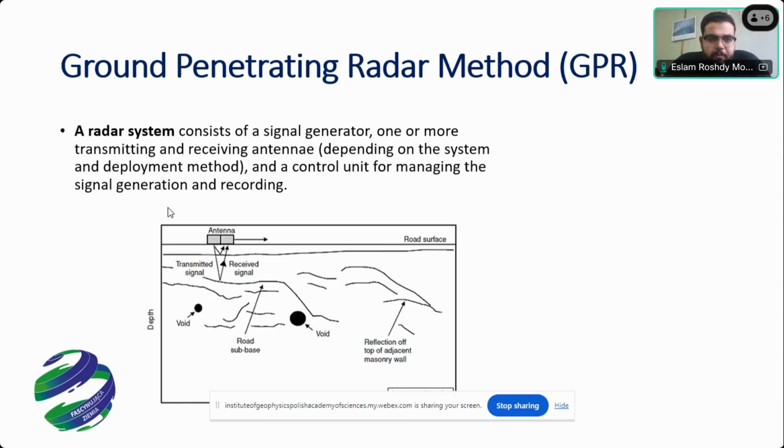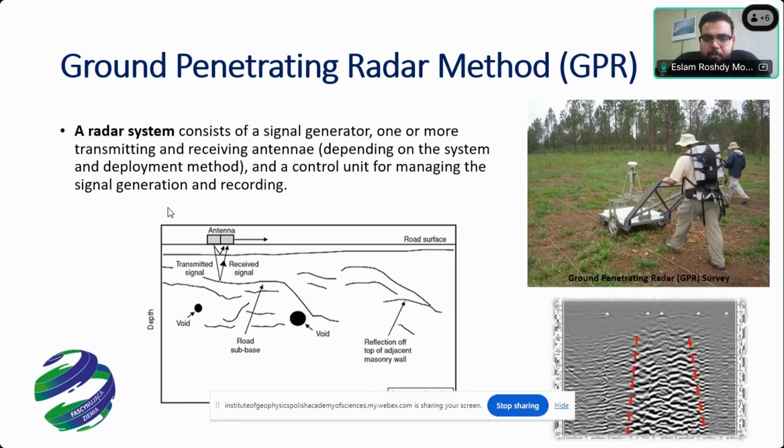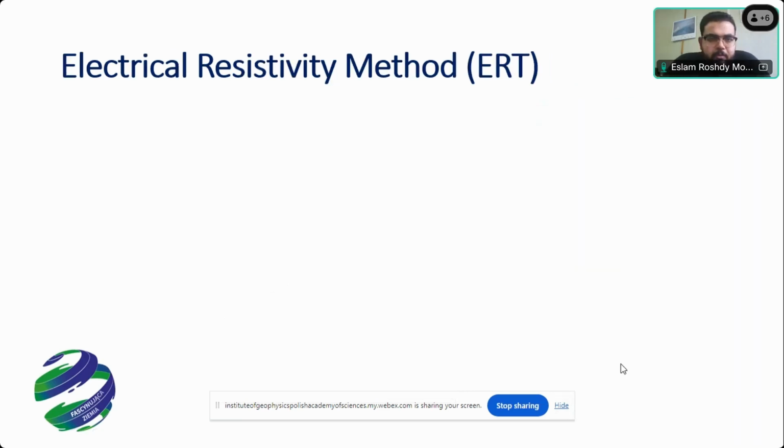A radar system consists of a signal generator, one or more transmitting and receiving antennas, which are its main devices depending on the system and deployment methods, and a control unit for managing the signal generation and recording. This picture is from the field using the GPR device, and this final result for GPR shows there are faults here.